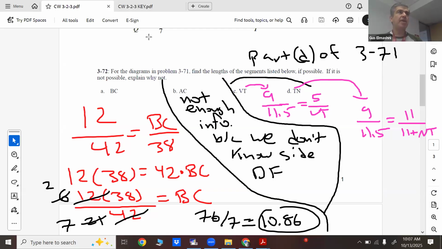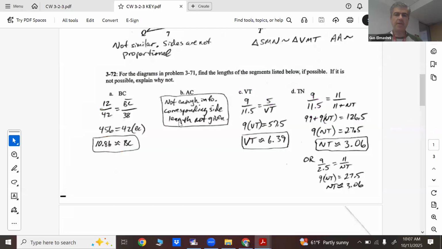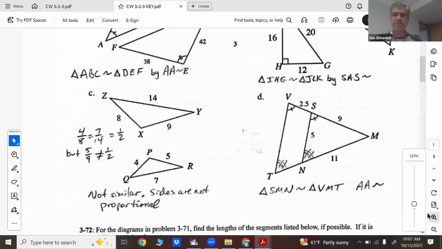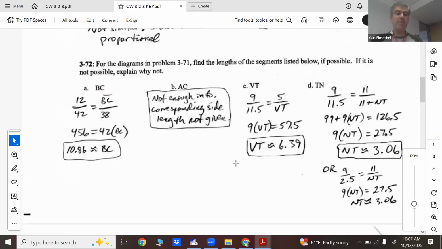Okay, let me show you the answers. Let me go and clear this. Here we go. Here are the answers. So again, we already did part A and part B. For C, the answer should be 6.39. For D, it should be 3.06. Let me solve that. These are very straightforward, typical test questions.